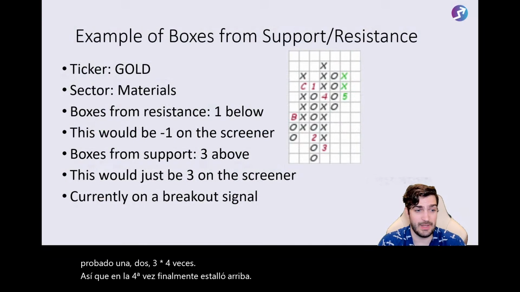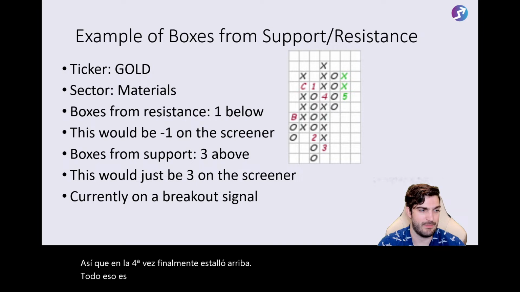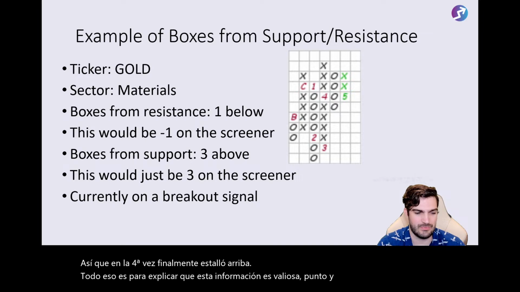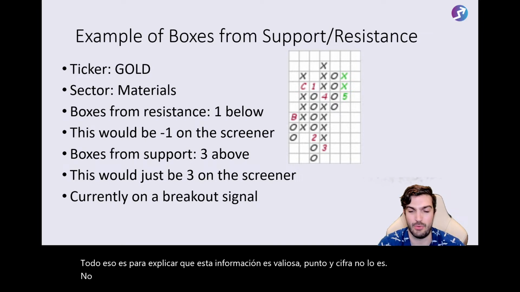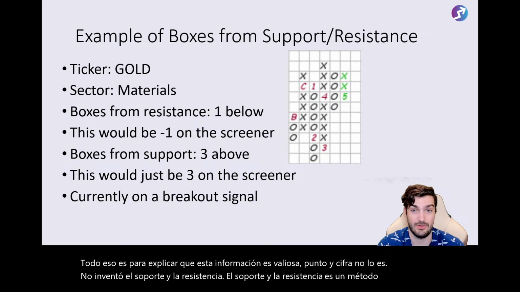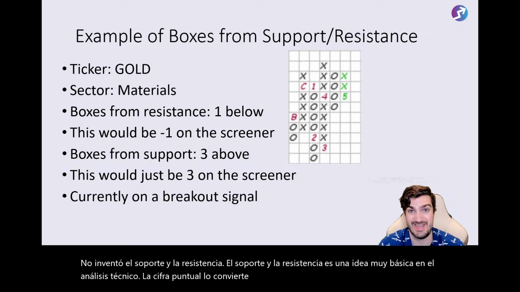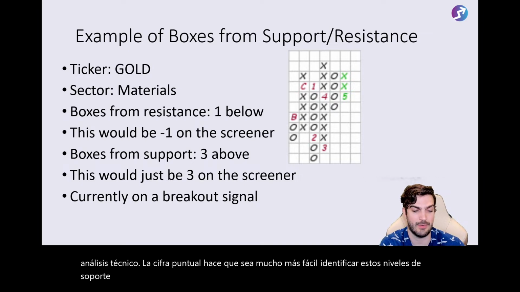All of that is to explain that this information is valuable. Point and figure did not invent support and resistance. Support and resistance is a very basic idea in technical analysis. Point and figure just makes it a lot easier to identify these levels of support and resistance and track when trends are approaching them.